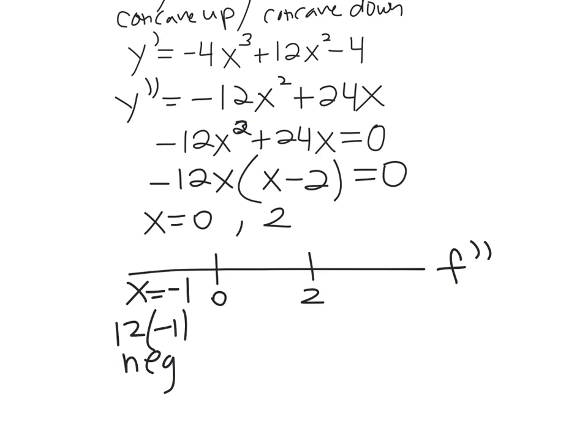From 0 to 2, x equals 1 is a good number to choose. Plug it in here, you get a negative times a negative, which is a positive. You don't care what the number is, you're just checking for the sign. And then I would plug in x is 3 again. I would get a negative times a positive, which is a negative.